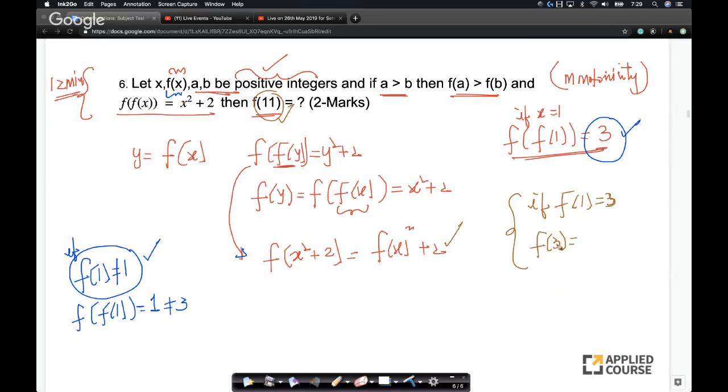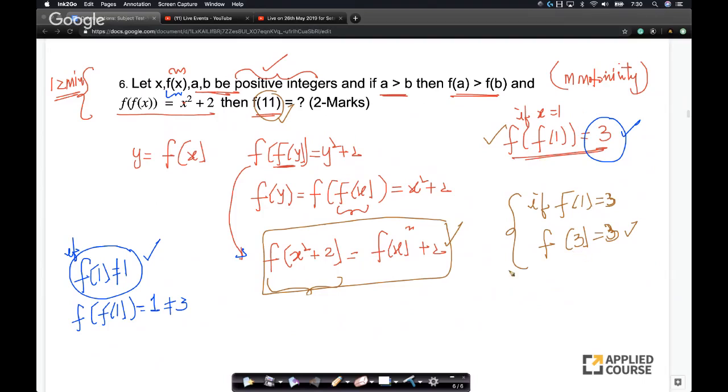So if f of 1 equals 3, then which means I'll get f of 3 equals 3. But I already know from this formula, what do I get? From this formula, 1 squared plus 2. So if f of 1 equals 3, it says f of 3 equals 3. This is the result that I'll get, obviously, because this is true.